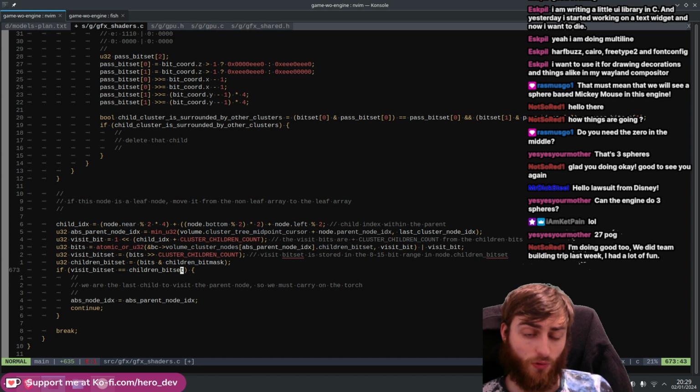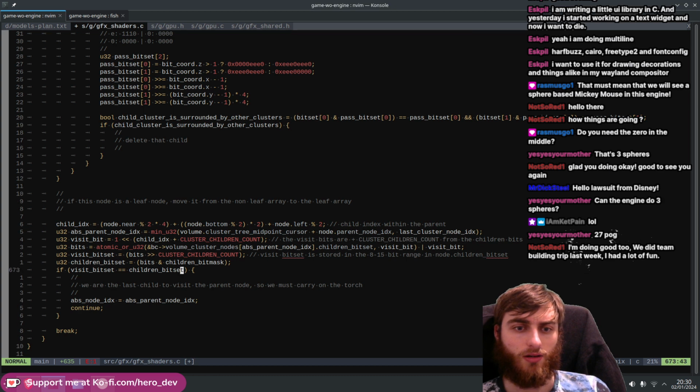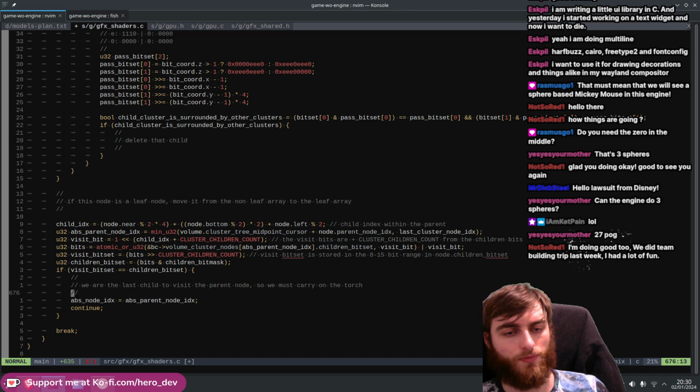So if we've visited all of those guys, we are the last child to visit this node. So you have a bunch of threads. If your cluster has a bunch of child nodes, and when they've all visited, you want to do this, providing that, you go up to the parent.